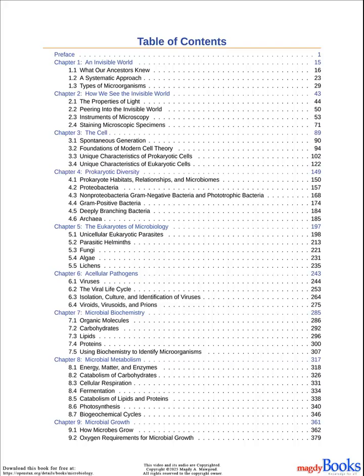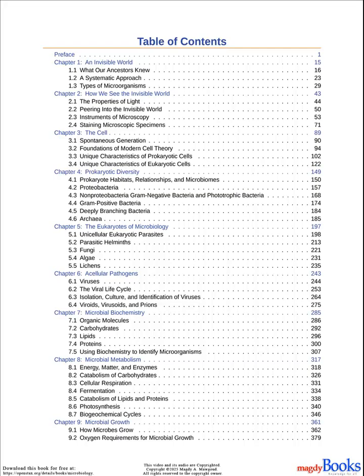6.1. Viruses. 6.2. The viral life cycle. 6.3. Isolation, culture, and identification of viruses. 6.4. Viroids, virusoids, and prions. Chapter 7. Microbial biochemistry.